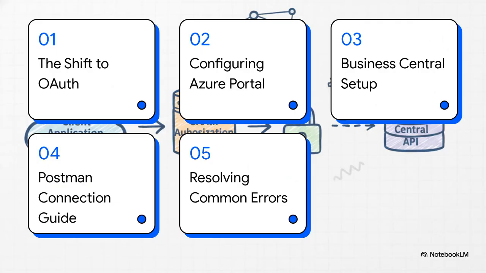So here's our roadmap for today. 1. The shift to OAuth. 2. Configuring the Azure portal. 3. Business Central setup steps. 4. Our Postman connection guide. And 5. Resolving common errors.